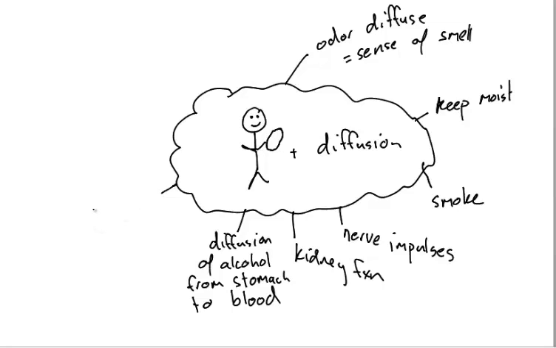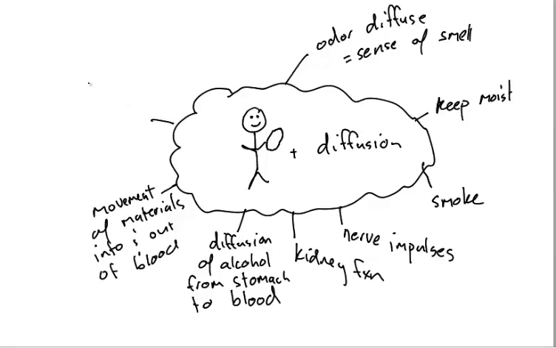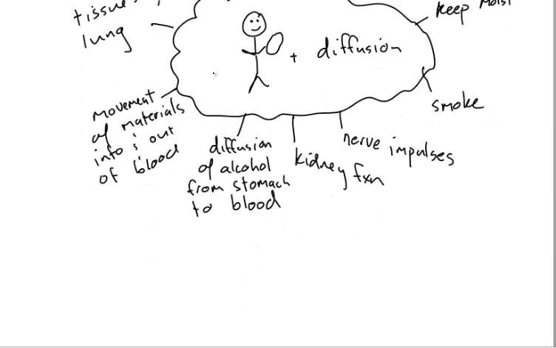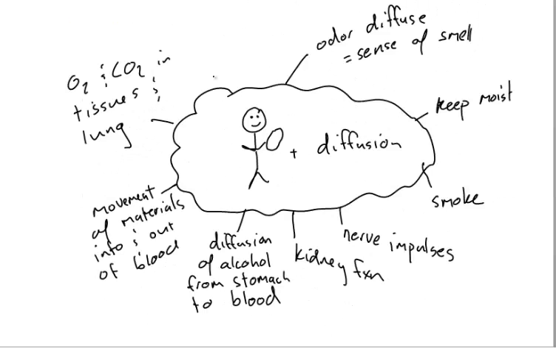It's critical for movement of materials into and out of blood, not just alcohol. It's critical to move O2 and CO2 in tissues and lungs. That's just to name a few. So the concept of diffusion really is going to be important when we're learning biology, and we're going to be talking about it a lot.